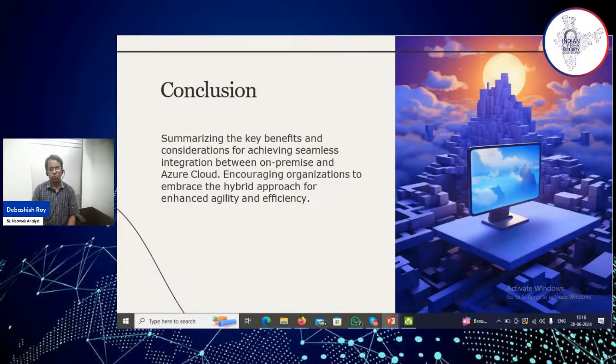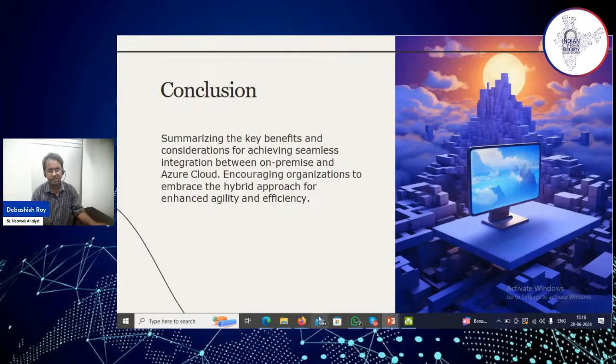Now we can conclude and summarize the key benefits and considerations for achieving seamless integration between on-premise and Azure cloud solutions, encouraging organizations to embrace the hybrid approach for enhanced agility and efficiency. So that is very important for your growth in the cloud, that you embrace the hybrid solution, and that you do not keep the data only on-premise but transfer it to the cloud. You make a connectivity between the on-premise and the cloud. So those are the main points that we have understood.